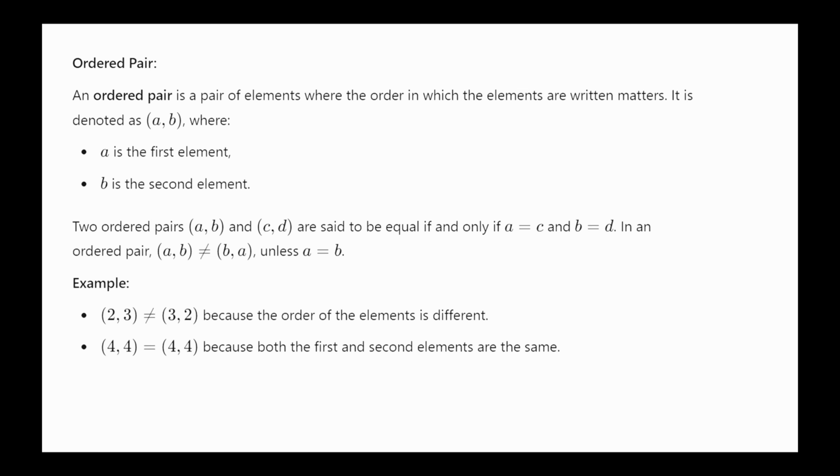Now, ordered pair. An ordered pair is simply a pair of elements where the order in which I write my numbers matters. So for example, if I have A comma B, that means I cannot say that this would be equal to B comma A because it is an ordered pair. So A comma B and B comma A are different entities.